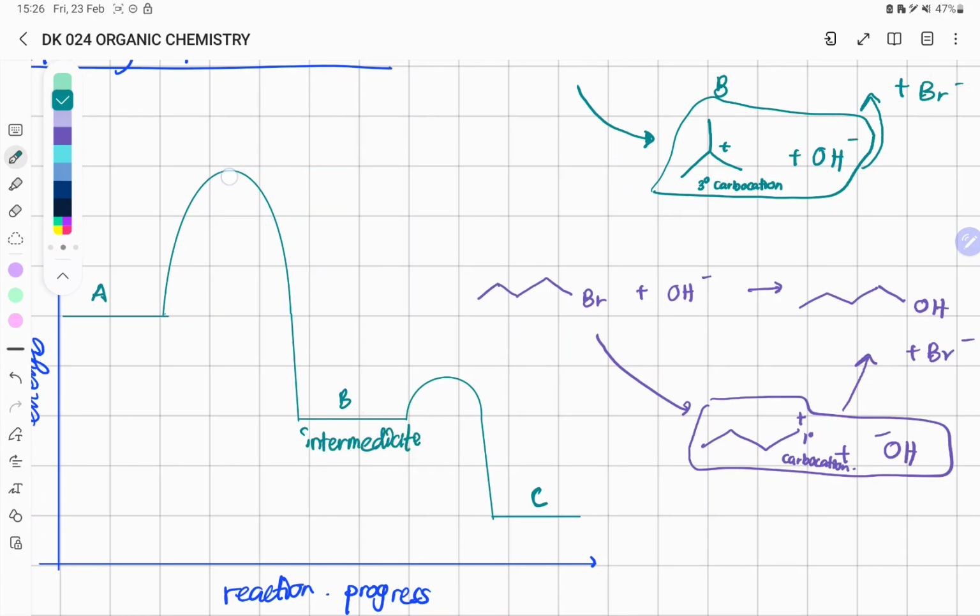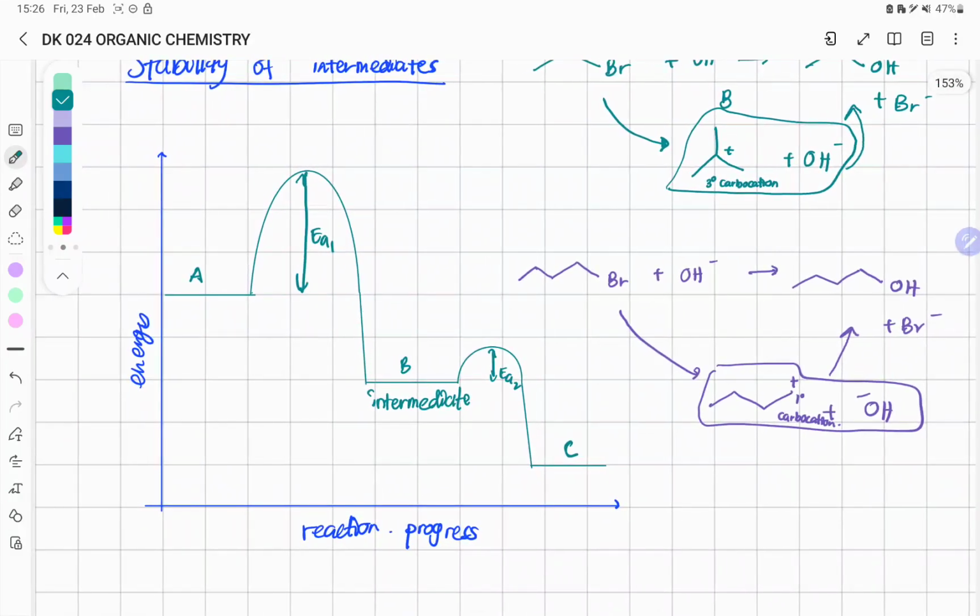Okay. Ini adalah EA yang pertama. Ini adalah EA yang kedua. Okay. Sebab dia akan turun, nak jadi produk, tenaga dia mesti lagi rendah, kalau reaction tu exothermic lah. Okay, kalau reaction tu exothermic, dia akan jadi macam ni.